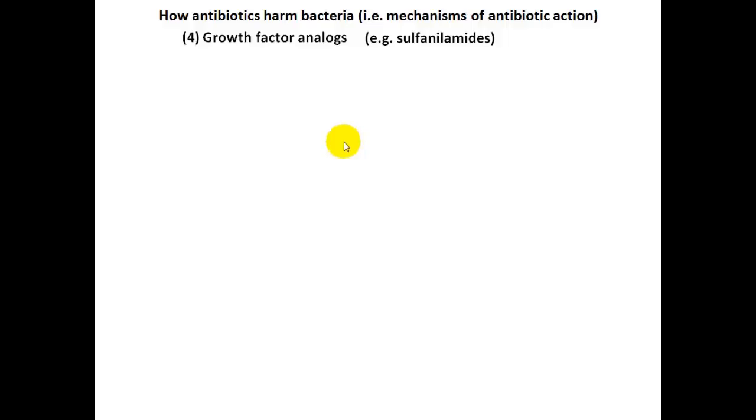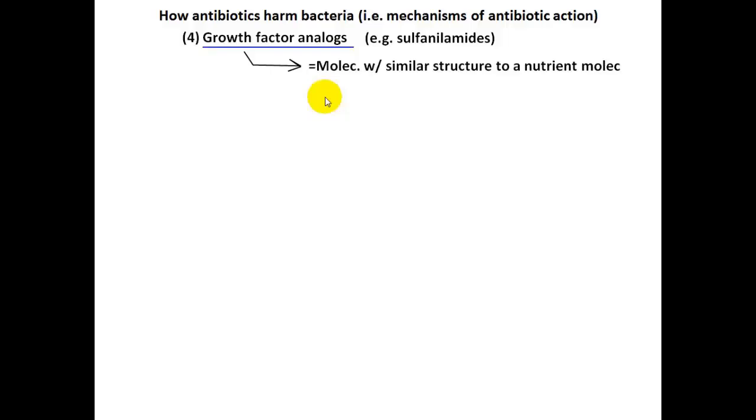So before we take a look at how growth factor analogs work, how about if we define a growth factor analog? Basically, whenever you see this term analog, that means that it's something that is similar to something else. So when you're talking about a growth factor analog, basically it's a molecule that has a really similar structure to a growth factor or to a nutrient that bacterial cells need. So you might be wondering, well, how?